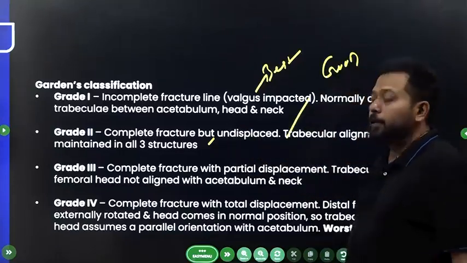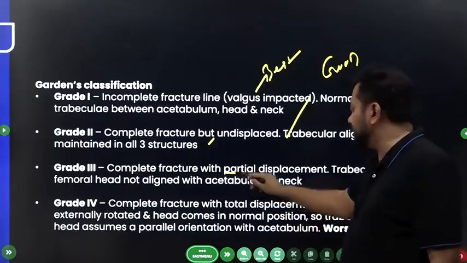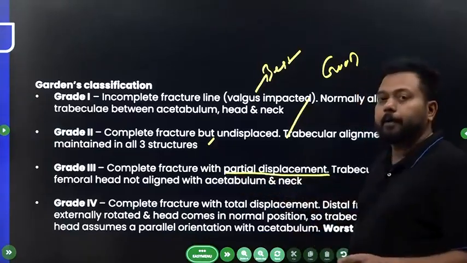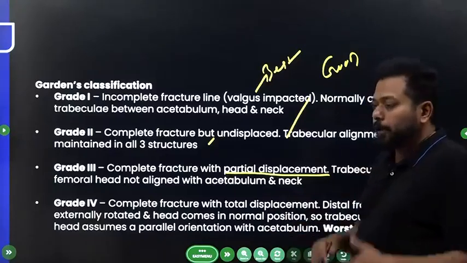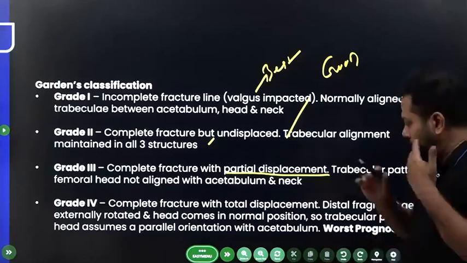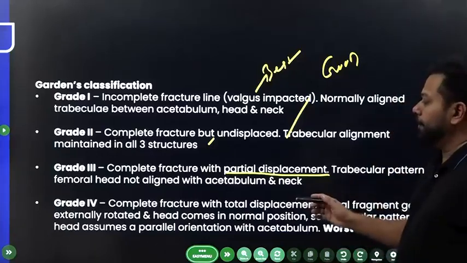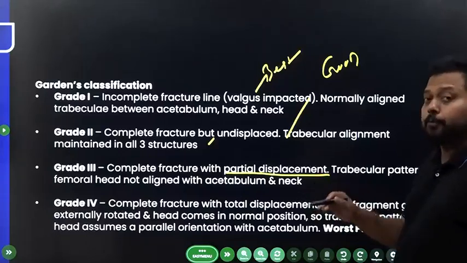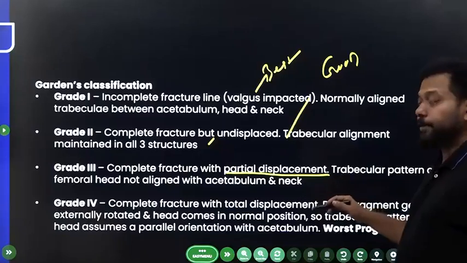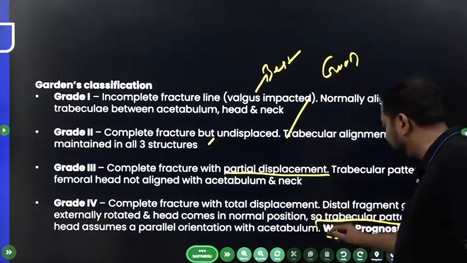When you reduce. Grade 3, the problem starts. Fracture is complete with partial displacement. The trabecular pattern is altered. So you have to fix it correctly. Grade 4, complete fracture, totally displaced, and the distal fragment gets externally rotated and the head comes into normal position. So the trabecular pattern appears to be in parallel orientation, but that is not right. And the book says this has the worst prognosis. Always type 4 Gordon's.